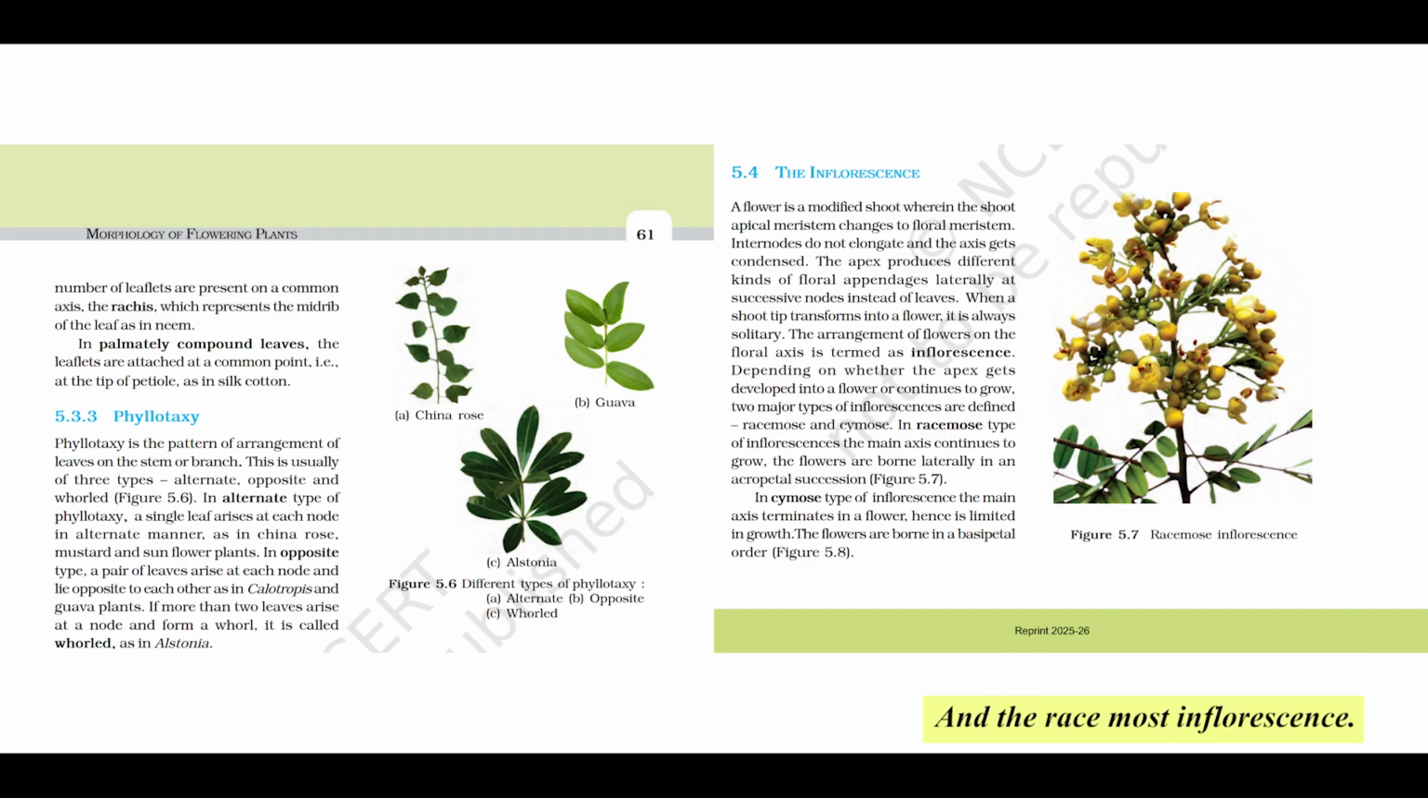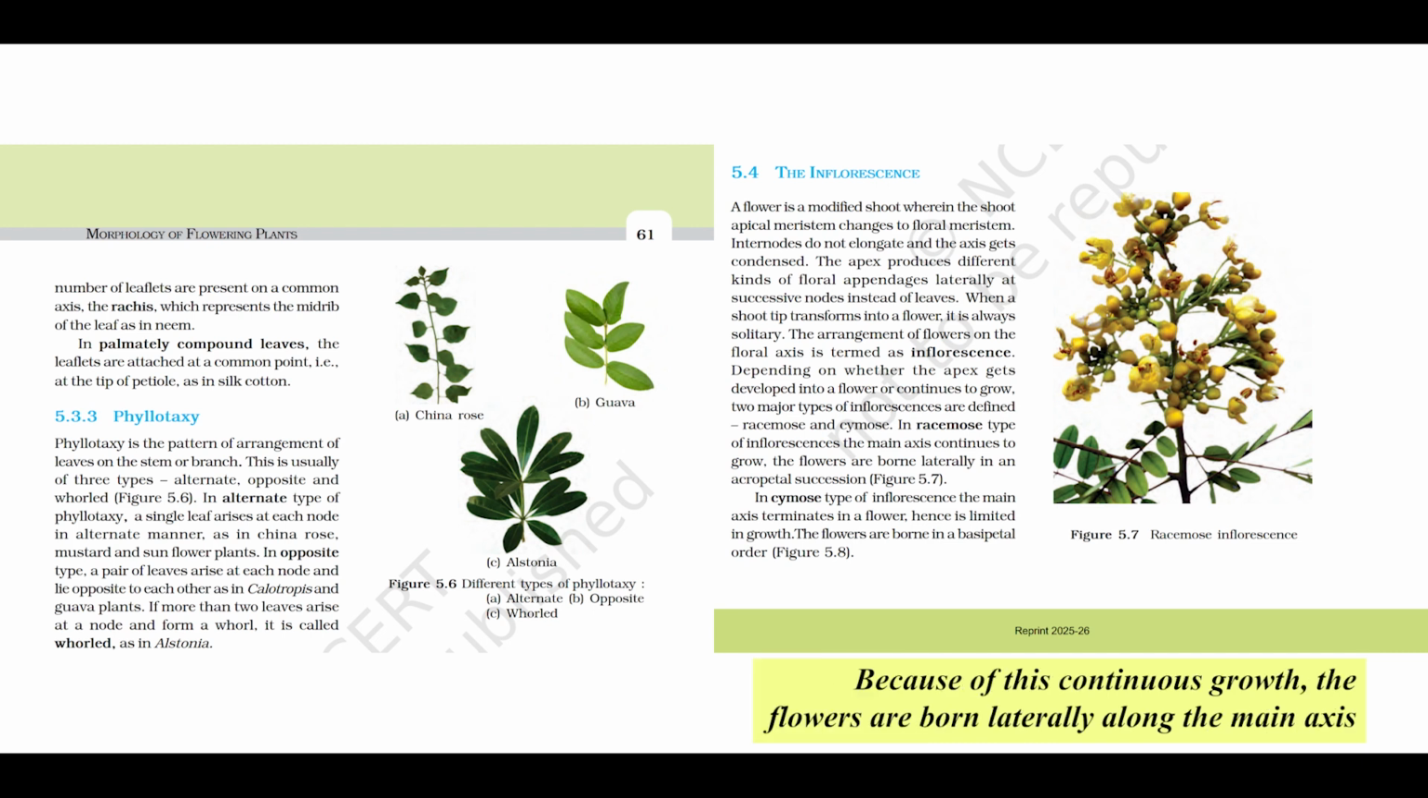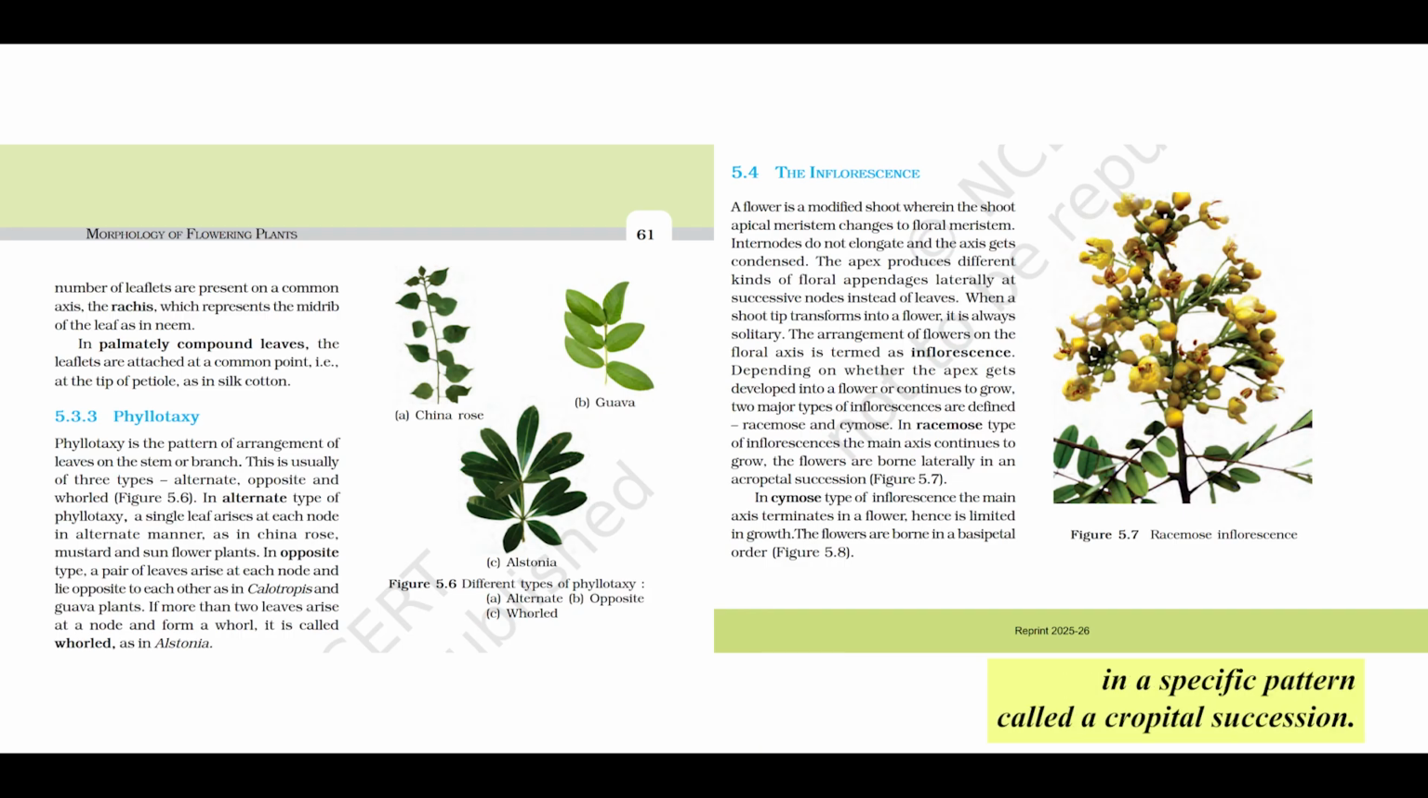In a racemose inflorescence, the main axis has the capacity to continue to grow indefinitely. It doesn't terminate in a flower, it just keeps on elongating at the tip. Because of this continuous growth, the flowers are borne laterally along the main axis in a specific pattern called acropetal succession. Acropetal succession. We heard that with leaves. Youngest at the top. Exactly.